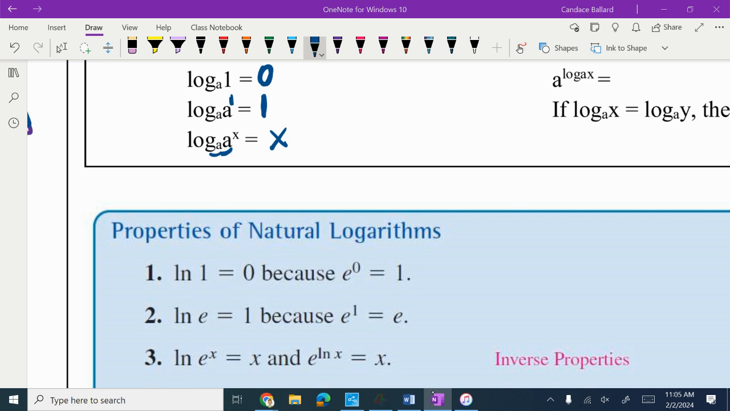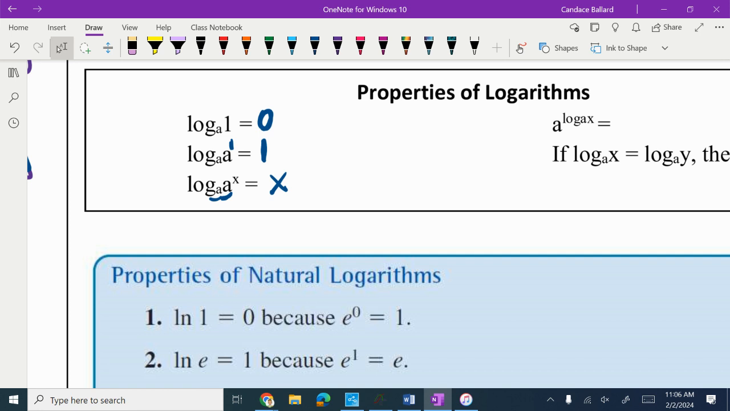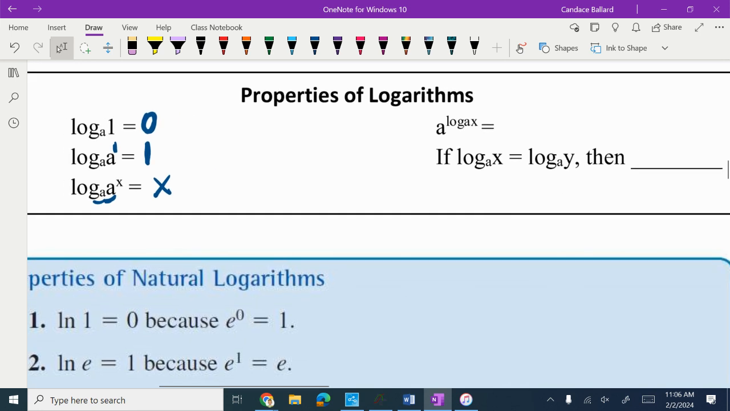So if the base and the number inside the log are the same, we don't want to say it cancels, though we feel like it cancels. That's what we kind of think. But we really have that it's equal to the exponent. And then the same thing happens here. This is written really terribly. It should be log base A of x, with a subscript. If the A is next to the log base A, we get whatever's inside, so it would just be equal to x.